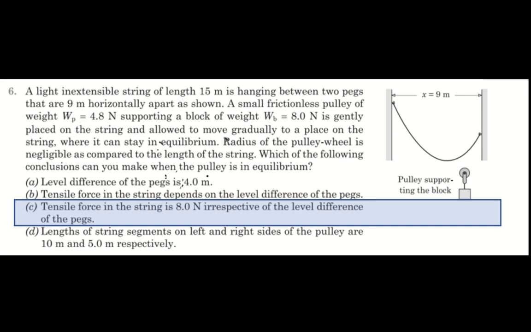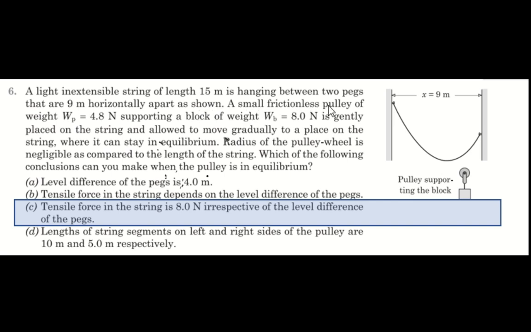This is question number 6, Pathfinder, Newton's laws of motion, MCQ. A light inextensible string of length 15 meters is hanging between two pegs that are 9 meters horizontally apart, as shown. So this is a light string, these are two pegs, and the horizontal separation is given as 9 meters. The length of this string is given as 15 meters.